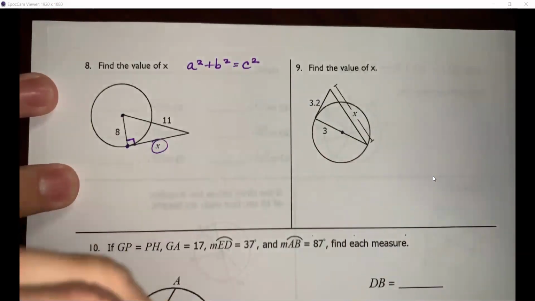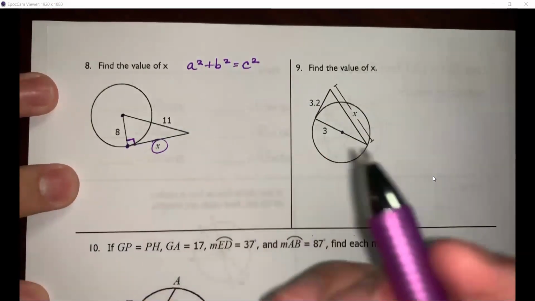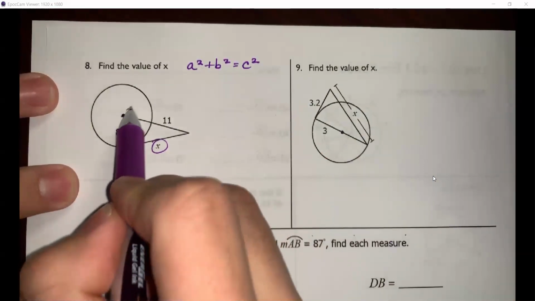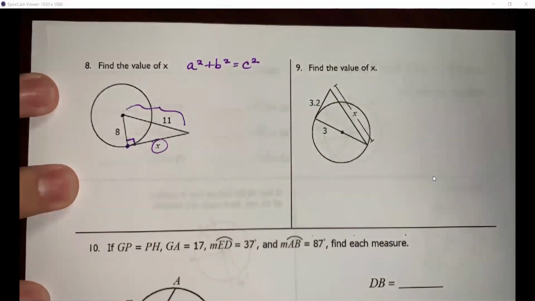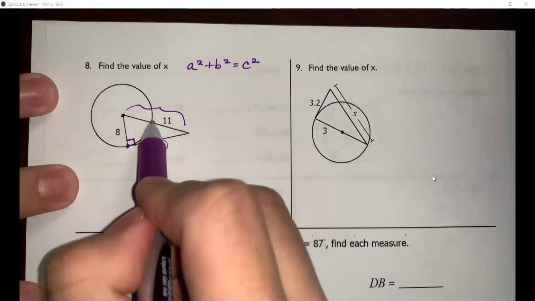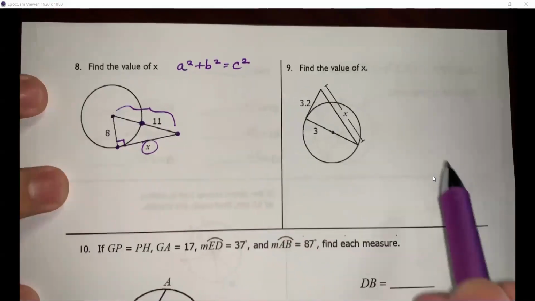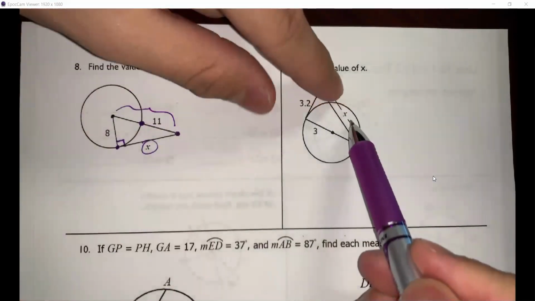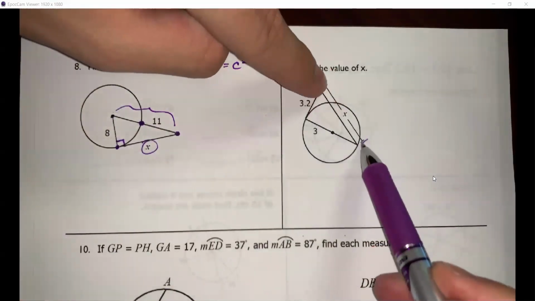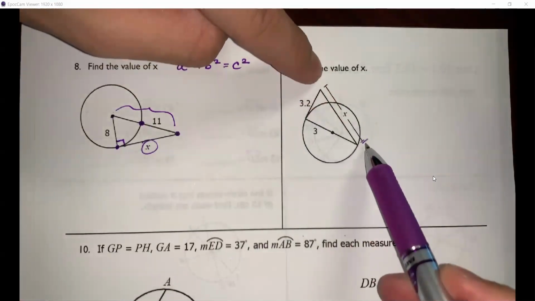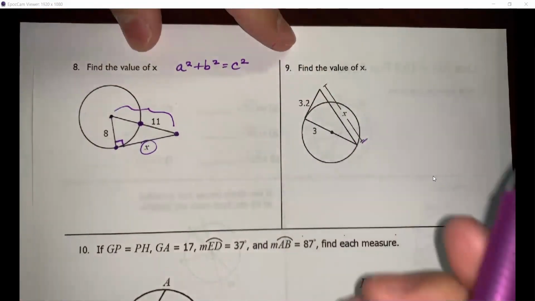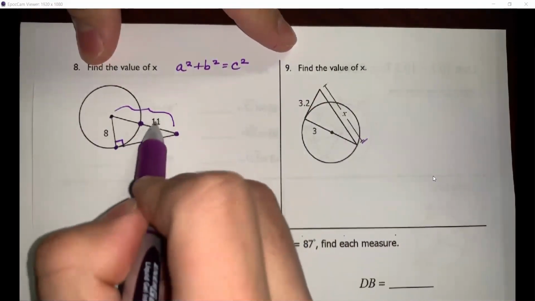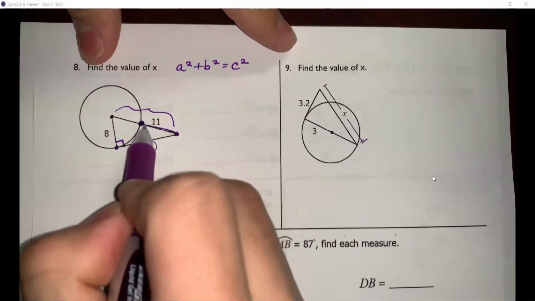Now, the part that I imagine most of you would forget to do on the actual test is, most of you are going to look at this and think, oh, I know that the entire length of my hypotenuse is 11. That's not the case. 11 is only the piece from here to there. Unless they have these little lines indicating that this is the entire distance of the hypotenuse, you can't just assume that. Here they don't have that for you, so you just have to assume that the 11 only corresponds to the side length from the circle to that outside point.